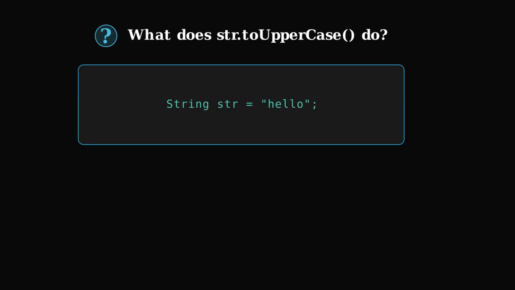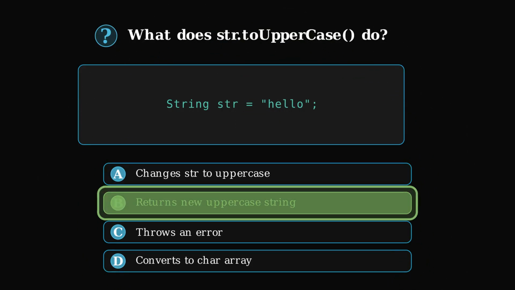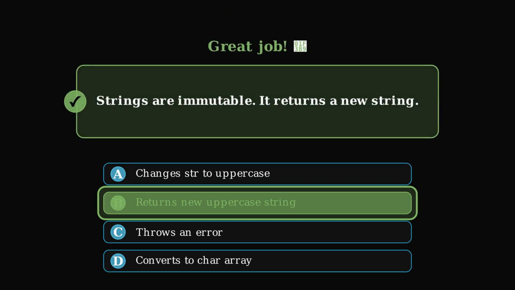What does str.toUpperCase do? Which one is correct? The correct answer is: strings are immutable. It returns a new string.